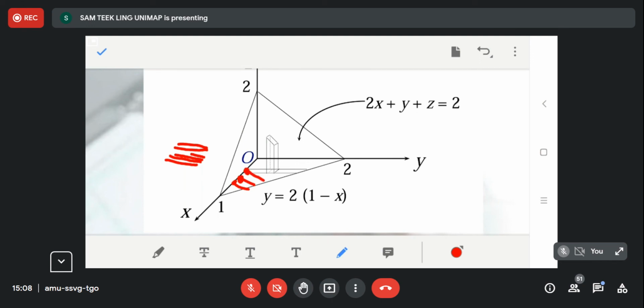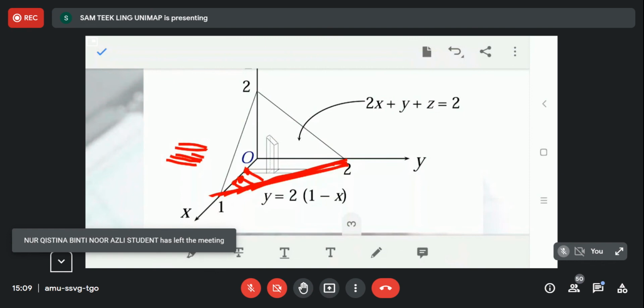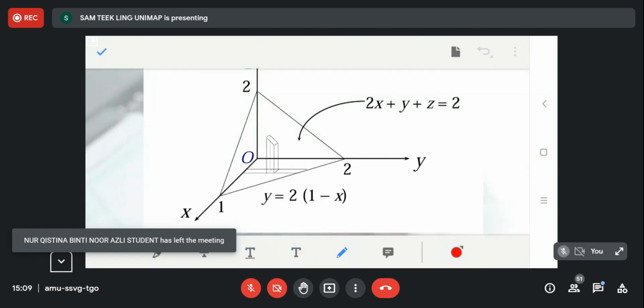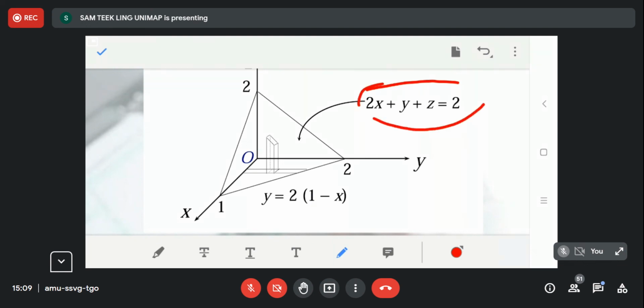So start at 0, until we touch this line, we will stop. For your y, that's this. The limit for y: start 0, ending is this line. So how to find this line? What is the equation for the line? This one, the question gives you already.